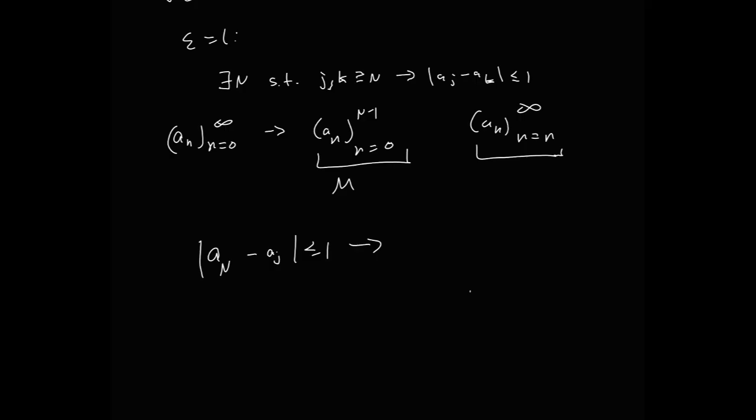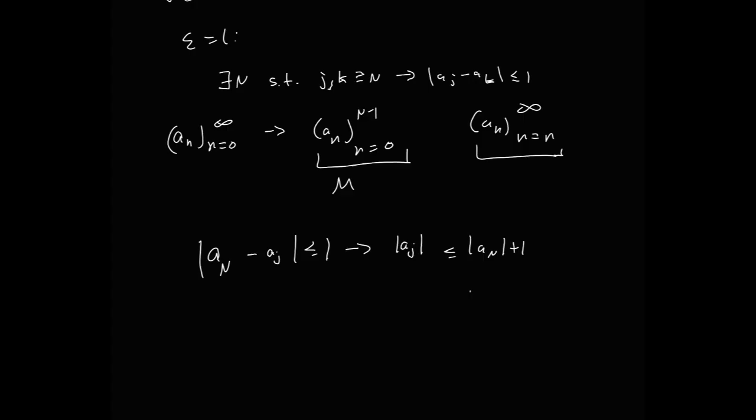Okay, so because we have an minus aj is less than or equal to 1, what we can do is prove that the absolute value of any aj is less than or equal to the absolute value of an plus 1. And for boundedness, we're talking about absolute values, right? We're not just talking about regular things. So how do we prove this? How do we get from here to here?